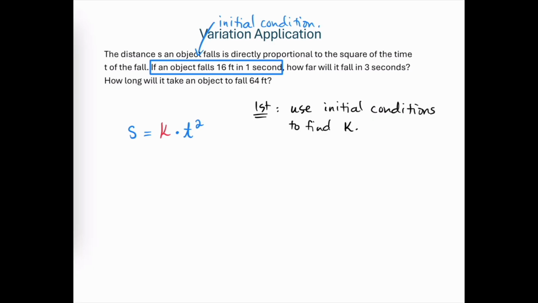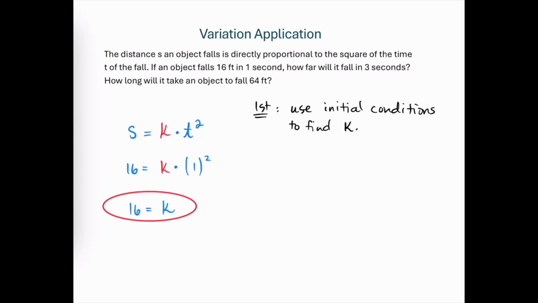So we're going to plug in 16 for the distance that the object has fallen. K is the constant of proportionality that we're trying to solve for. And we know that it took 1 second for the object to fall 16 feet, so we plug 1 in for t, and then solve for k. So what we end up with here is k times 1, or just k on the right-hand side. So our variation constant is just 16.